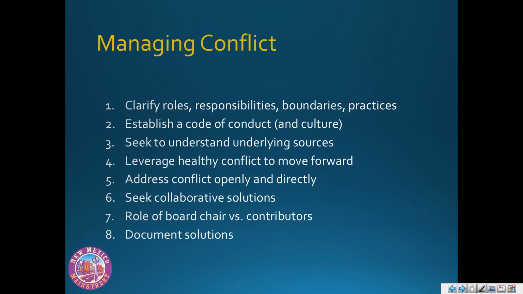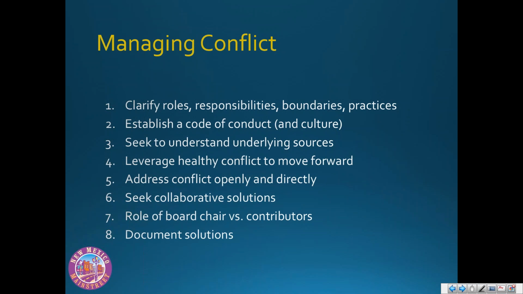The important thing about managing conflict is to clarify the roles and responsibilities, and set and maintain healthy boundaries and practices to deal with conflict. As a board, you should establish a code of conduct and a culture around appropriate conduct. One of the boards I work with in MainStreet recently adopted a code of ethics as well, and it sets up very healthy boundaries. Make sure you understand the underlying sources of your conflict so you know how to deal with them.